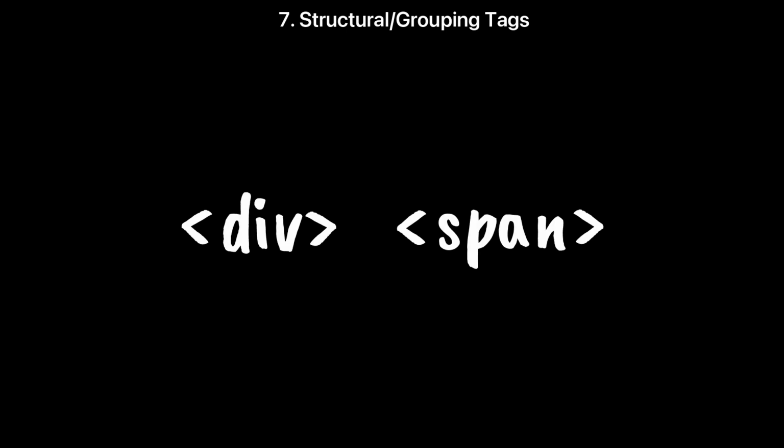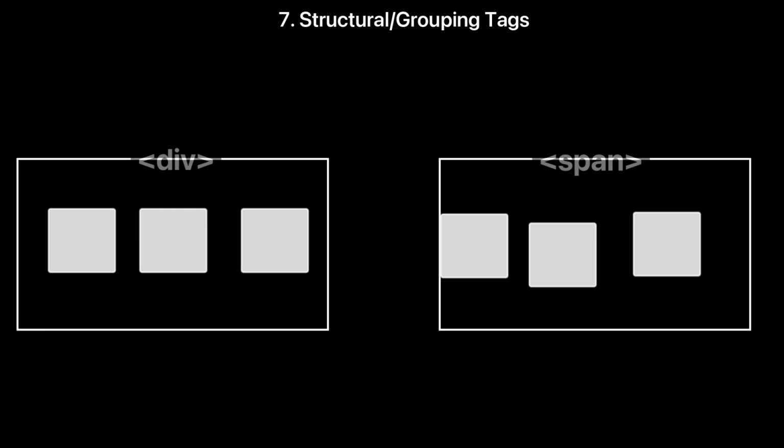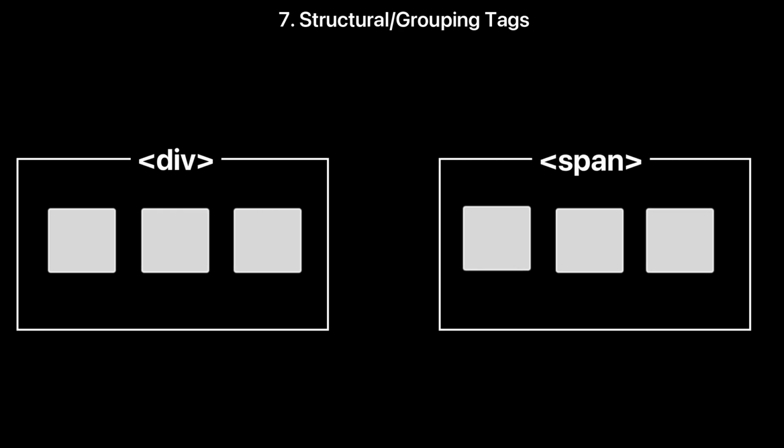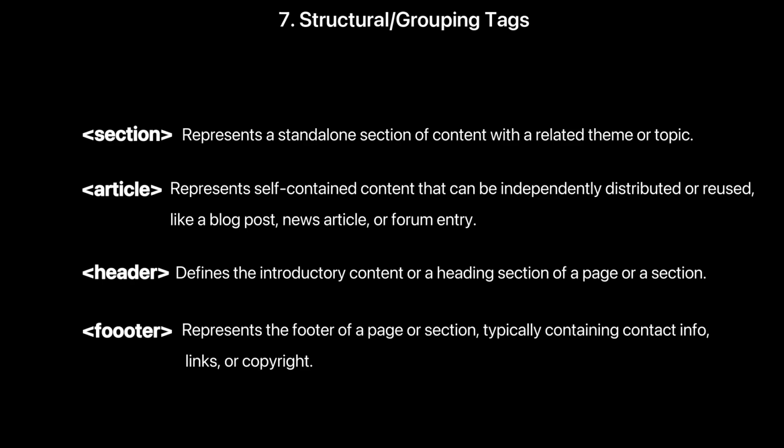The next is structural or grouping tags, which are very important and very useful. So these tags are used to organize and group the content. First, we have the div, which is a block container. I'll tell you later what is block and what is inline. So div is a block container. Then we have another, span, which is an inline container. Apart from that, we have some semantic tags which are used for special cases, but they work the same as division or span. So we have section, article, header, footer.